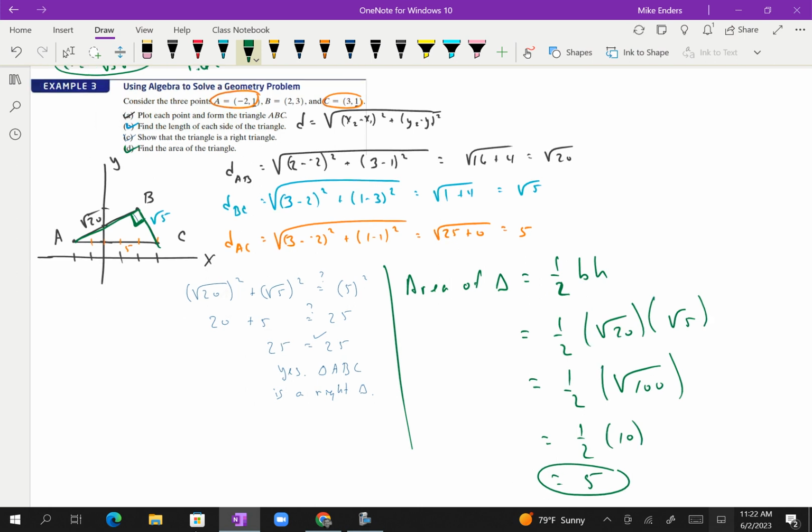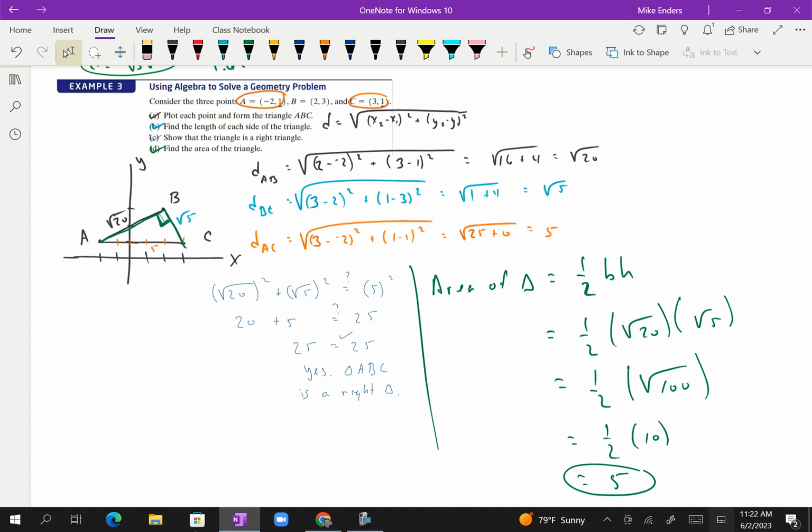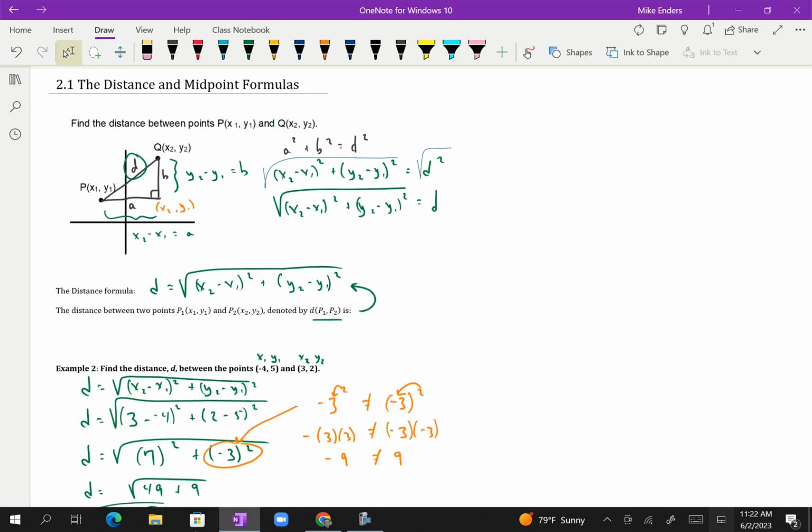So we have now accomplished all the pieces of that example, example 3, using algebra to solve a geometry problem. There's one other piece that we want to tackle in this particular section as far as the distance and midpoint formula, and that is the midpoint formula. So everything we've done so far had to deal with the distance formula. So we were dealing with this thing. Okay. Now we want to go ahead and talk about, well, midpoint formula.